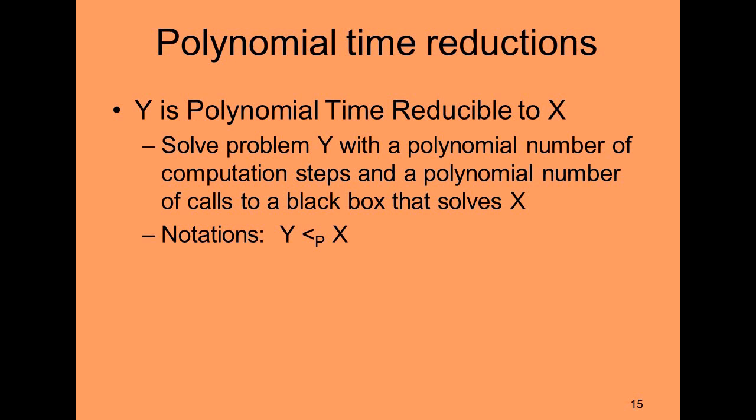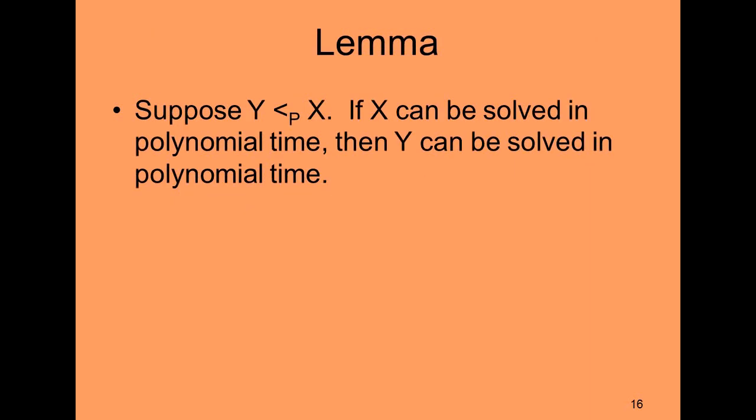Now what do you mean by polynomial time reduction? Y is polynomially reducible to X if we can solve problem Y with a polynomial number of computation steps and a polynomial number of calls to a black box that solves X. Its notation is Y is polynomially reducible to X. So in this way we show the polynomial time reduction of Y to X. Suppose Y is polynomially reducible to X, and if X can be solved in polynomial time, then Y can be solved in polynomial time.